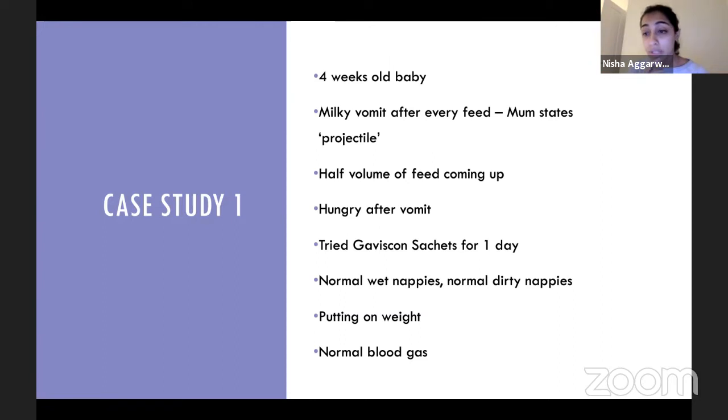They've tried Gaviscon sachets for 1 day, which she got from the GP. The baby's had normal wet nappies, normal dirty nappies, is putting on weight really nicely, and has had a normal blood gas. So this is based on a baby that I saw in my foundation year 2 year. So we'll work through this. Hopefully reading that, you may have a bit of an idea about what differentials we've got.